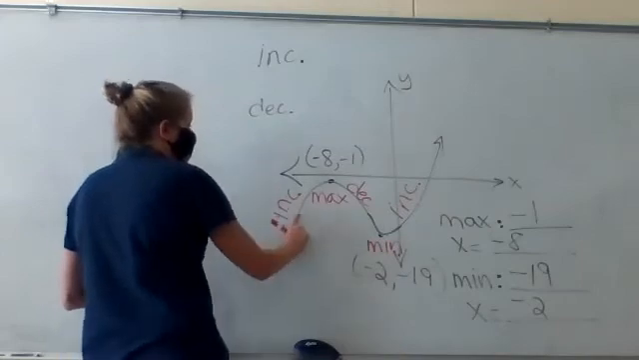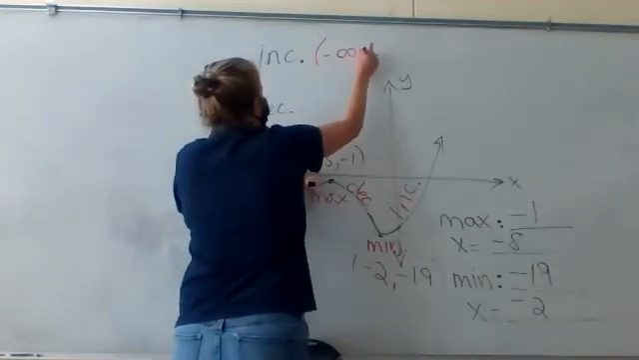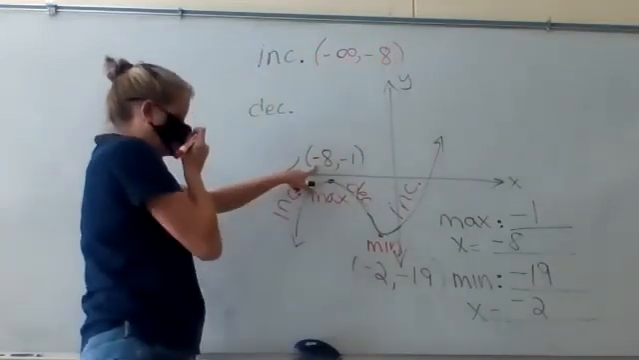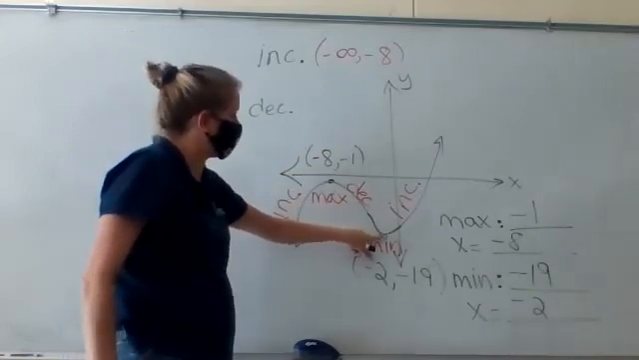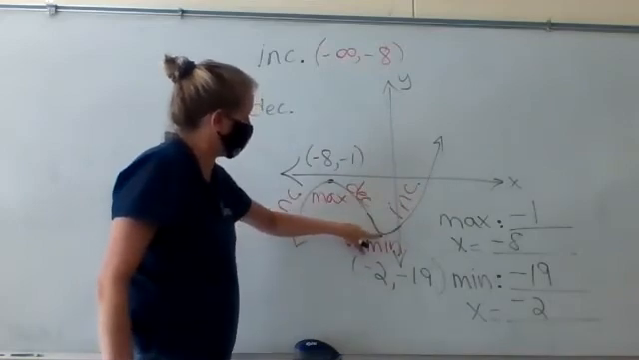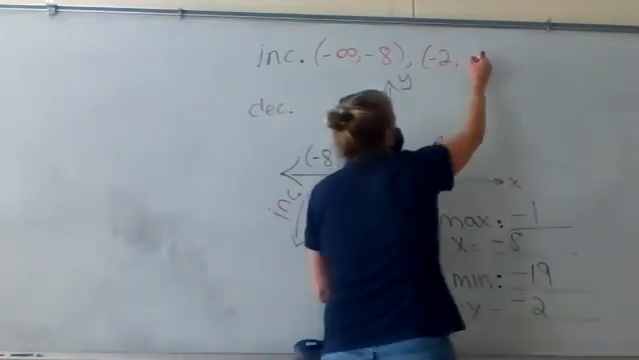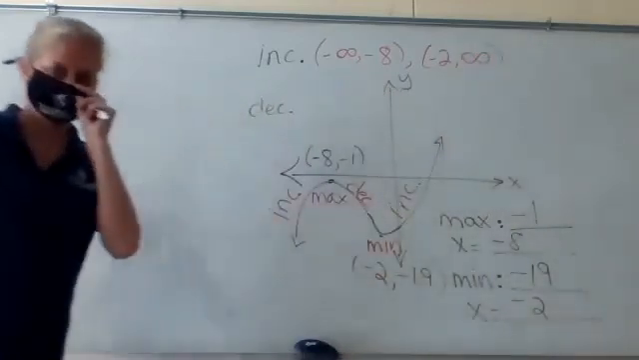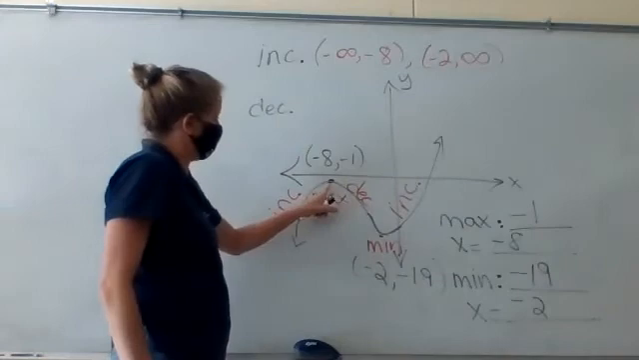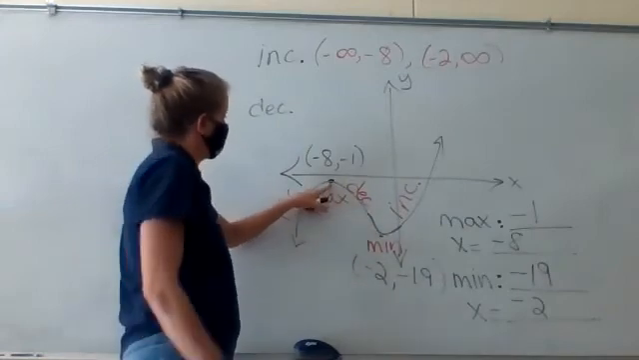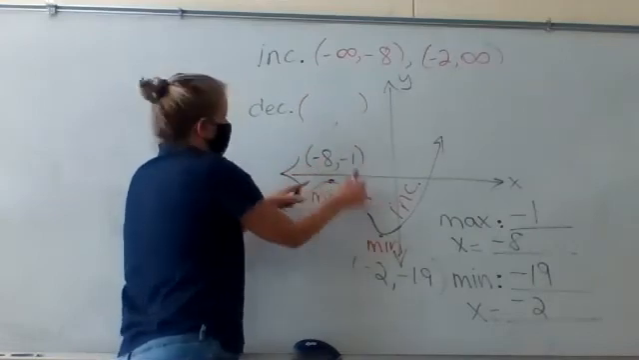So it increases all the way from the left until it gets to -8. So negative infinity to -8. That decreases, but then it increases again. So here's another increasing interval. So it starts increasing at -2. And then it increases to the right forever, so to infinity. And the decrease, there's only one decreasing interval. It's this part right here where it's going down. So its x's are from -8 to -2.